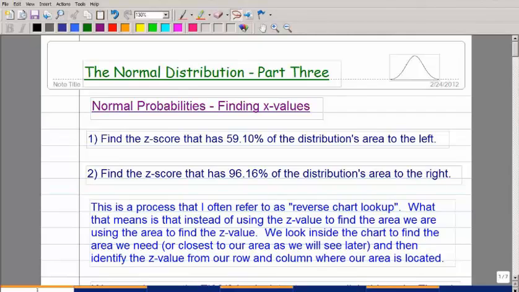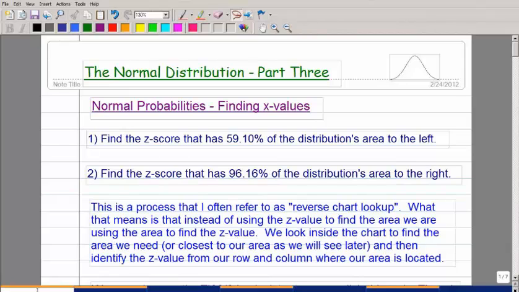This section I would like to title the Normal Distribution Part 3. What we're now going to do is use area under the curve to find specific values for x. Suppose we know the mean and standard deviation, and we know the percentile. Could we find the value that corresponds to that percentile? Yes, we can, using the techniques in this section.